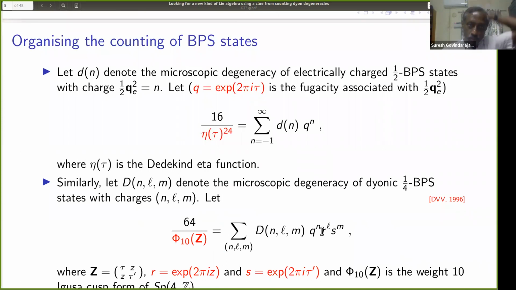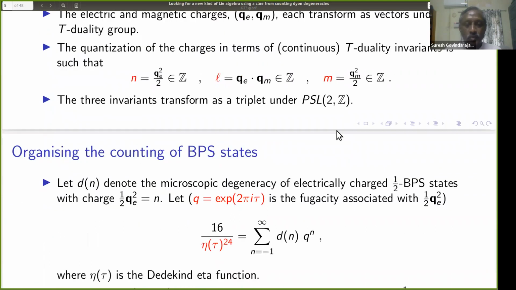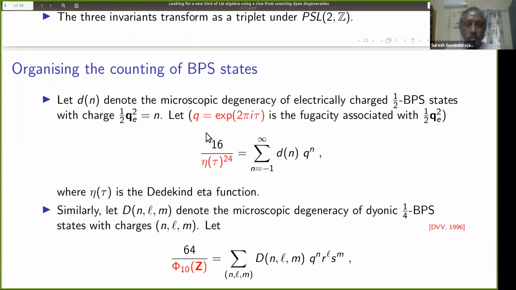In these theories, we can talk of counting half-BPS states. Half-BPS states are states which preserve half of the 16 supercharges, so 8 are broken and 8 are unbroken. The BPS multiplet will be 2^(8/2), which is 16. So this is that 16 up here. We are interested, say, in only electrically charged black holes, not necessarily black holes. I will call them BPS states because for low charges, these are not black holes.